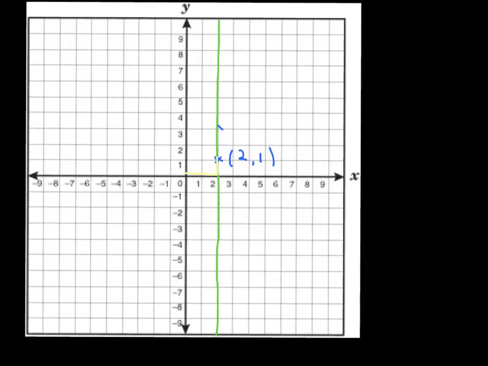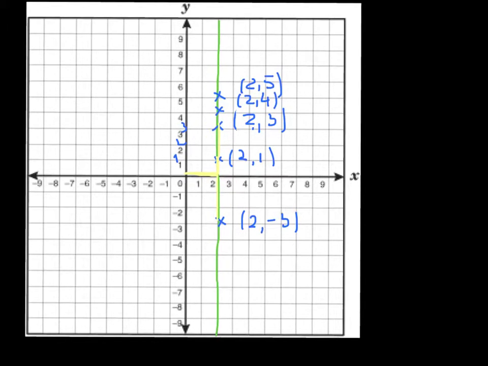The point here has coordinates (2, 3). So to get to this point I go 2 units to the right and 3 units up. The next point has coordinates (2, 4). The point above is (2, 5). The point here is (2, -3). So to reach this point you go 2 units to the right and then 3 units down.